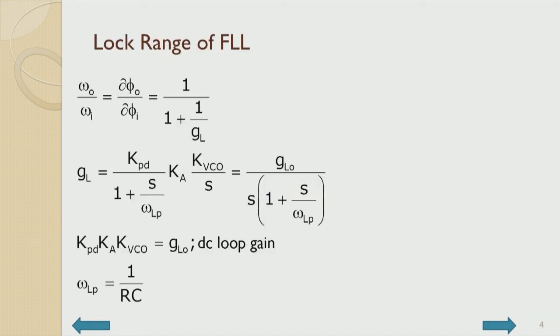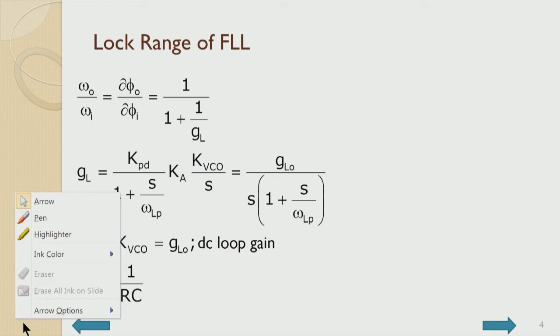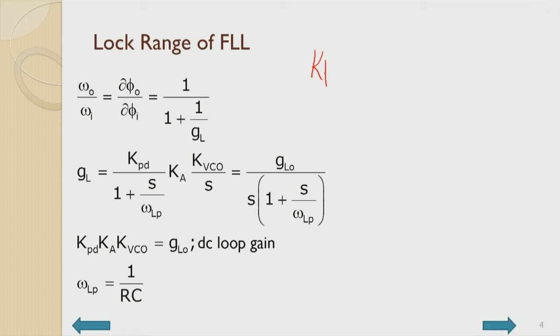Okay. So, omega naught by omega I, we have now shown, is delta phi naught by delta phi I, which is equal to 1 by 1 plus 1 over GL. What is this GL? As far as the phase detector is concerned, it has a sensitivity factor KPD. It is converting phase to voltage with the help of the low pass filter, whose transfer function is this, and as far as the amplifier is concerned, it is KA.